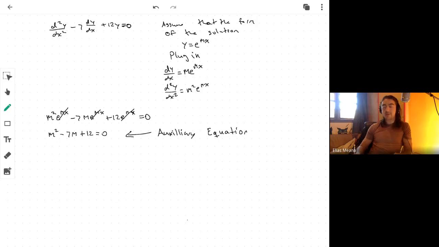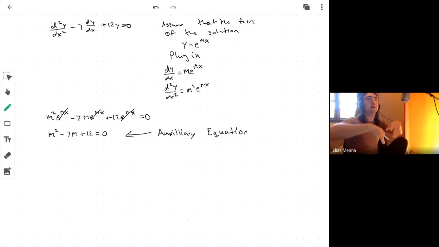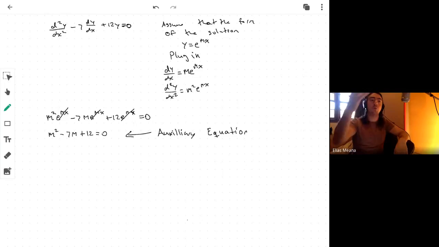So every nth order ordinary differential equation with constant coefficients that's homogeneous will have a corresponding auxiliary equation, right? This auxiliary equation is literally just the polynomial that you would form by replacing y with 1, replacing dy dx with x, replacing d squared y dx squared with x squared, replacing d cubed y dx cubed with x cubed, and so on and so forth, right? And so once we've got this quadratic, we can easily find the only 2 possibilities for m, right?